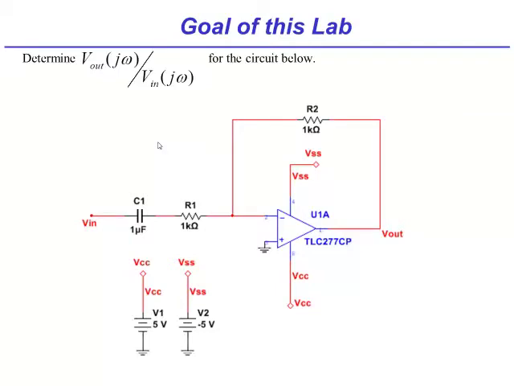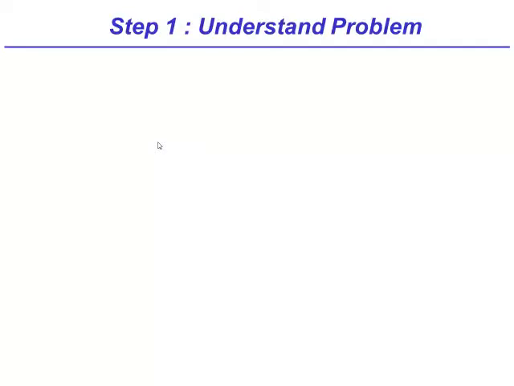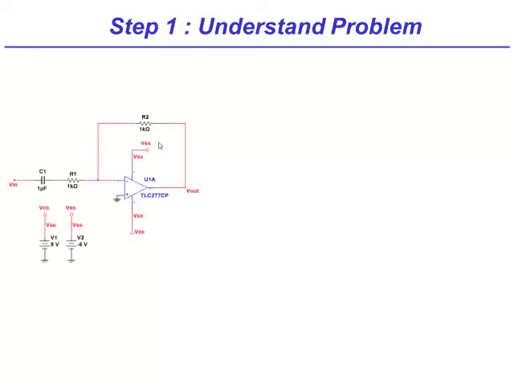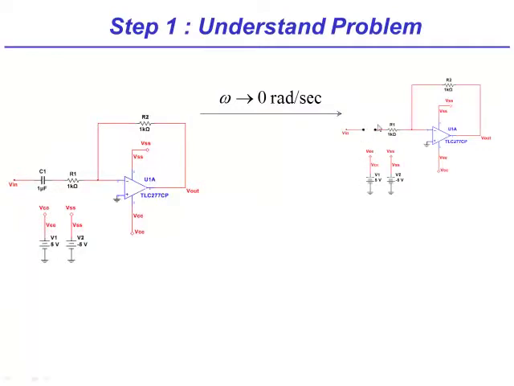Let us first understand circuit functionality in terms of frequency. That is simple enough. Given our circuit, the frequency-dependent impedance of the capacitor is given by 1 over j omega C1. Hence, at low frequency, the magnitude of the capacitor impedance is infinite. In other words, the capacitor acts like an open circuit. Hence, the capacitor in the circuit blocks DC or low frequency.